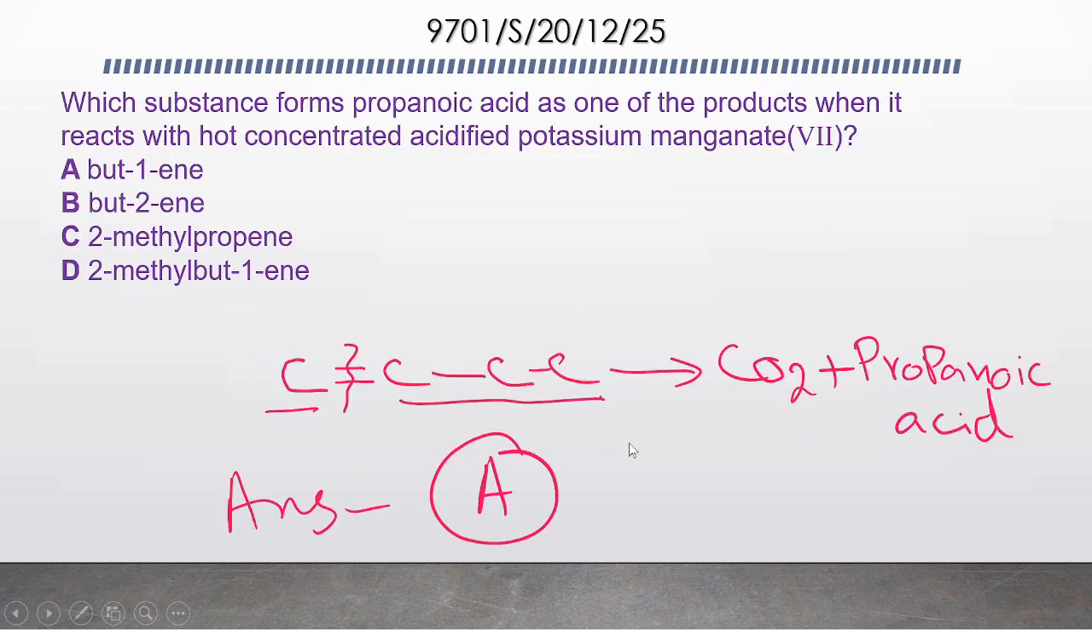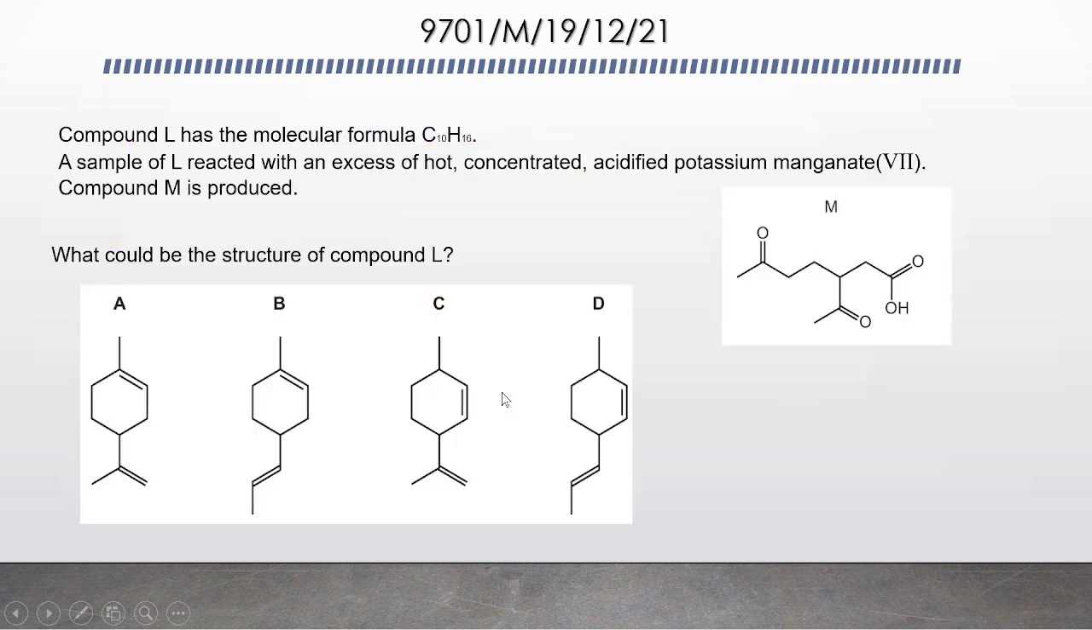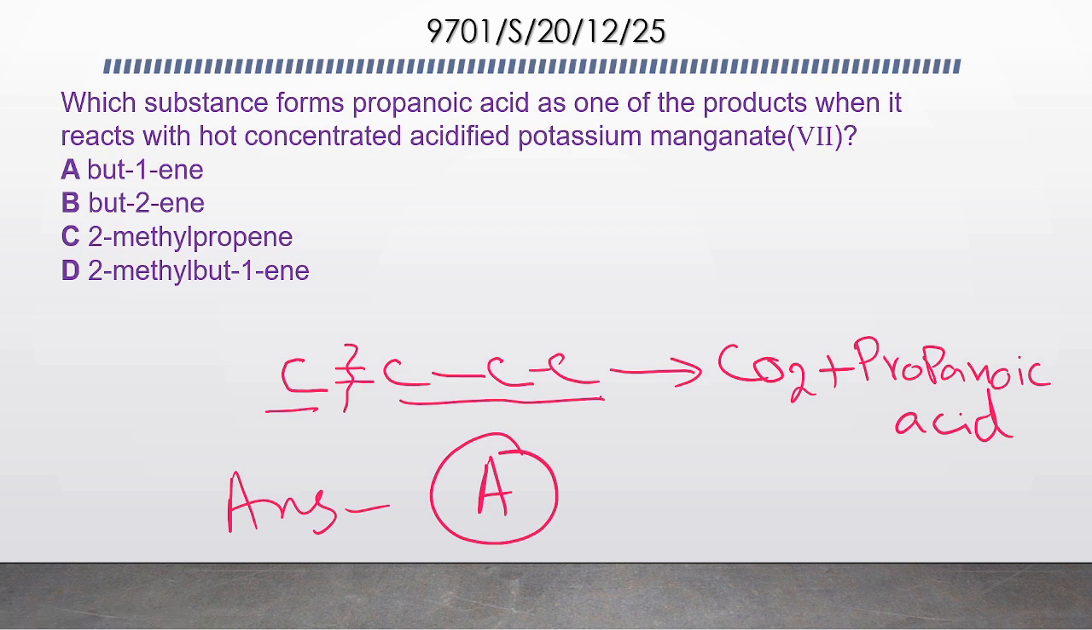Here is another question: which substance forms propanoic acid? Basically this is but-1-ene. When it breaks from here, this carbon, which also has another hydrogen, will be converted into propanoic acid. This cannot be done, this is not possible in the case of butane, because 2 ethanoic acids are formed. Same is the case with C and D, in which no propanoic acid will be formed.